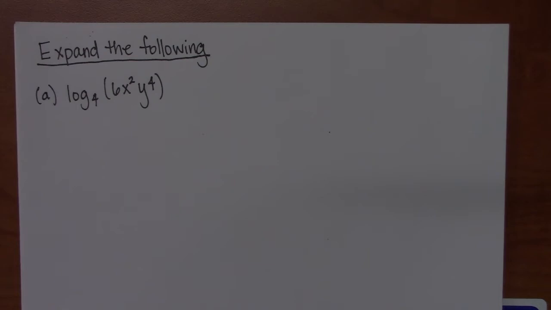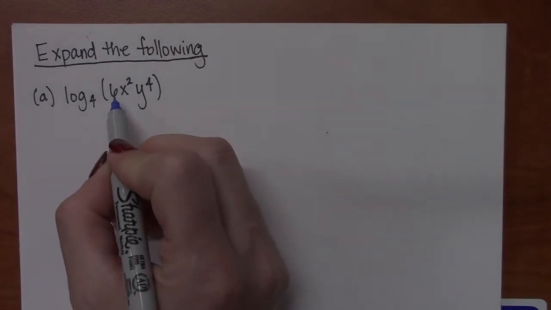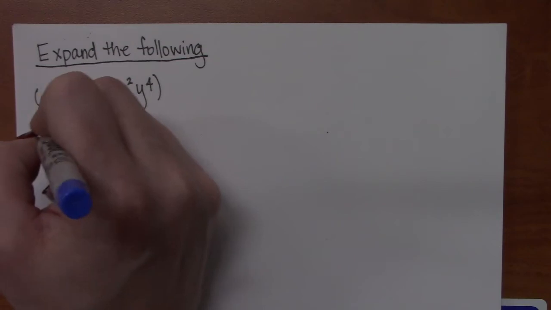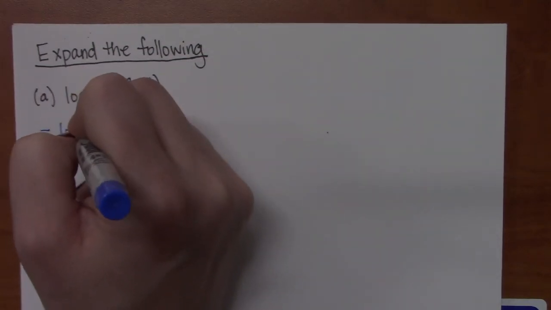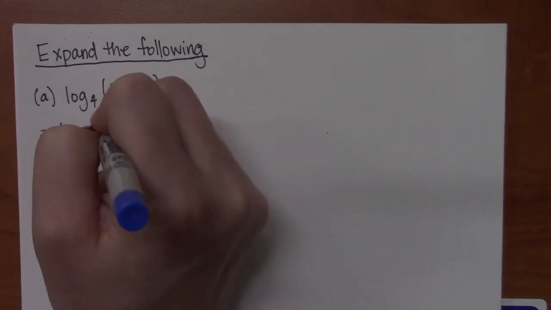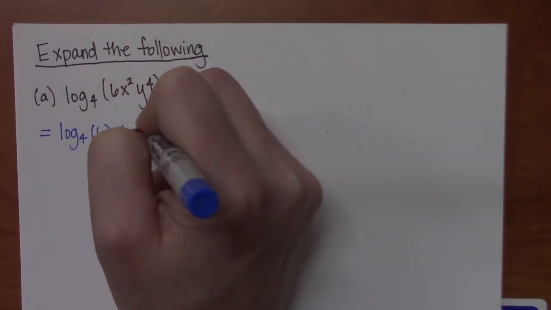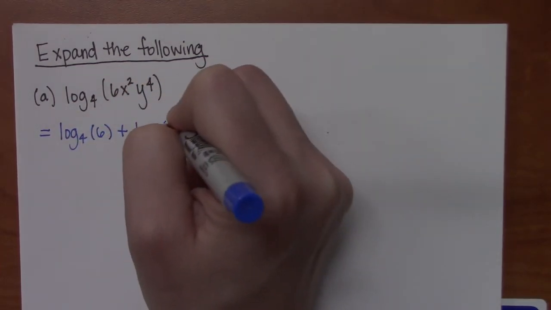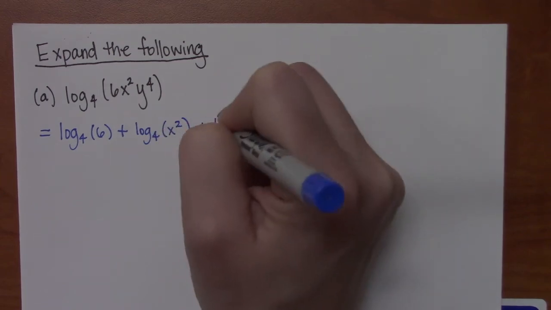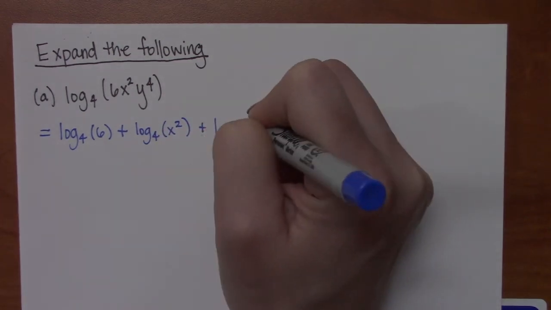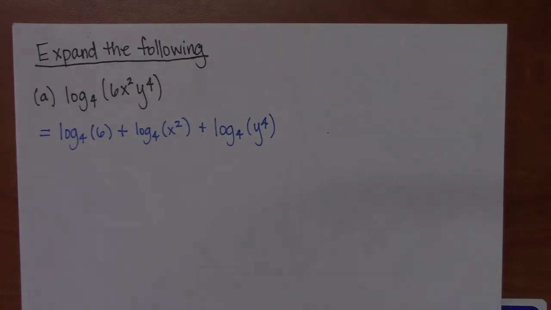So there's a property that says if you have log of something being multiplied by another thing, you can break it apart by saying log of the first plus log of the second. But the bases stay the same. So what I actually have here are 3 terms being multiplied together. So I can say, well, that's log base 4 of 6 plus log base 4 of x squared plus log base 4 of y to the 4th.